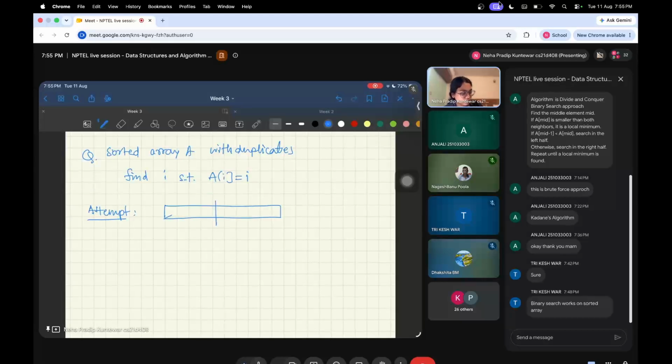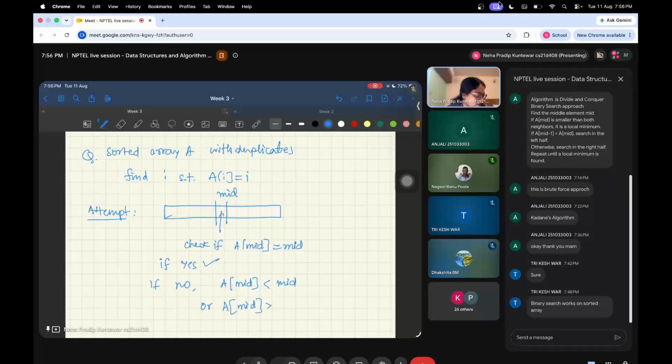Okay, I'm just trying to apply the binary search algorithm as it is for now. You look at the mid, check if A of mid is equal to mid. If yes, then you have found your answer. If no, then either A of mid is smaller than mid or A of mid is larger than mid.